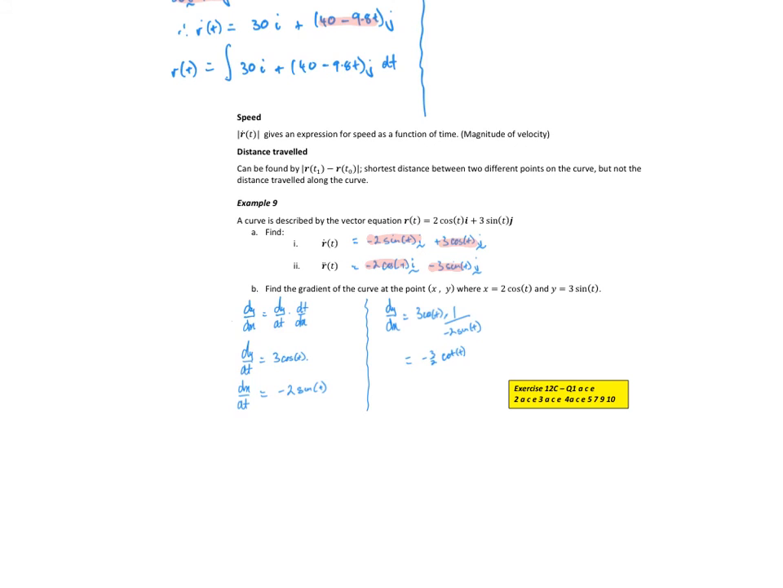Find the gradient of the curve at the point x, y where x equals, okay, so the gradient is dy/dx, isn't it? Yeah, which can be from a chain rule, dy/dt times dt/dx. So there's my x, there's my y. So if we work out those, dy/dt times dt on dx, we get negative 3 on 2 cot t. All right, off we go.